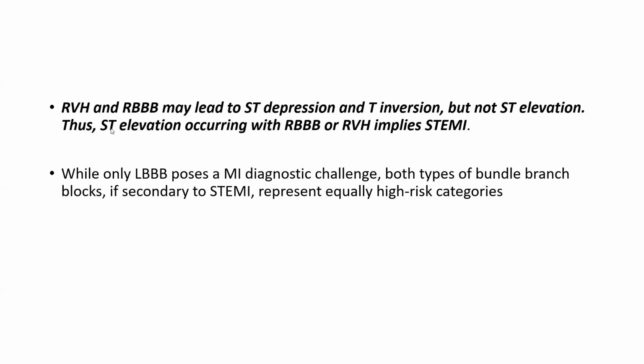One difference is that the STT depression you get with the right-sided issues is usually not as pronounced as the one you get with the left-sided issues. Although it can be pronounced, it's less commonly pronounced. And number two, you do not get ST elevation with the right-sided issues. So ST elevation with RVH or right bundle branch block, even if it looks discordant, is always abnormal and suggestive of a primary process, such as an MI.